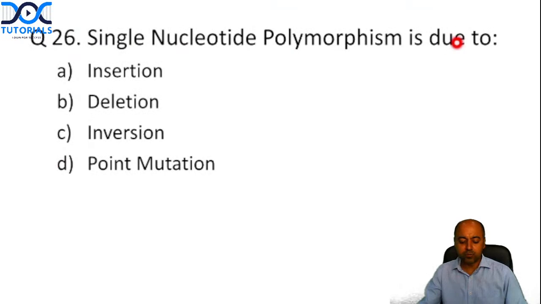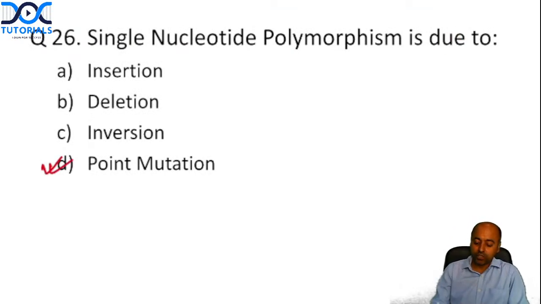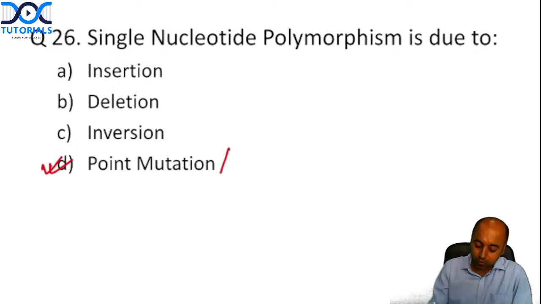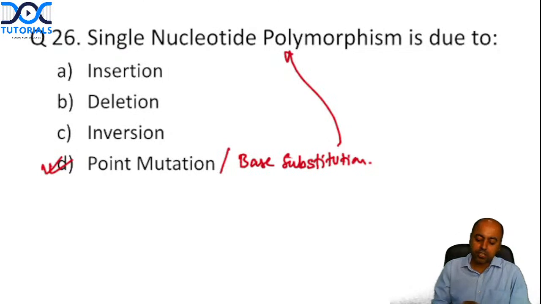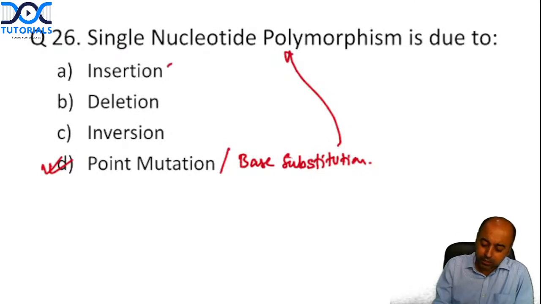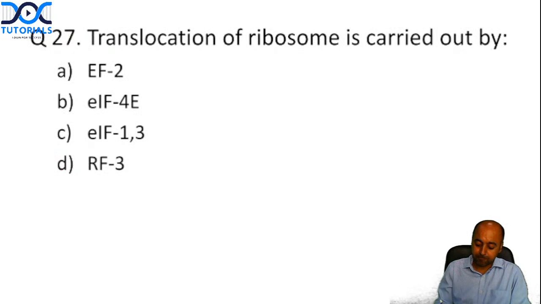Single nucleotide polymorphism is due to, please note, the correct answer is a point mutation, also known as base substitution, which is responsible for the single nucleotide polymorphism. Insertion and deletion will commonly cause the frameshift mutation.